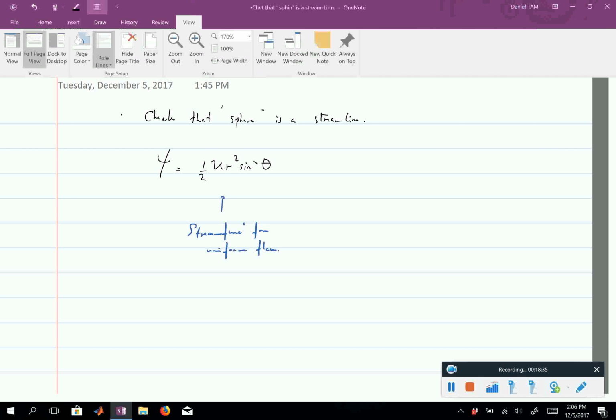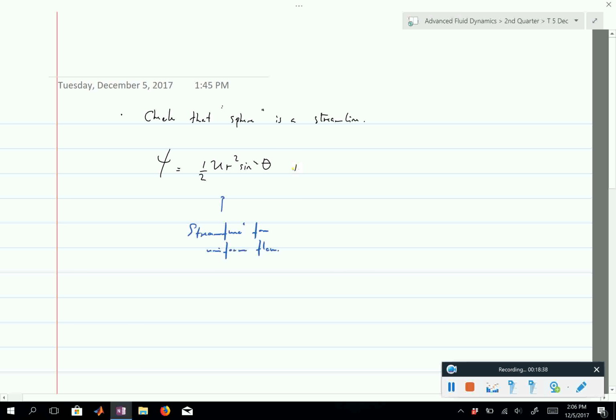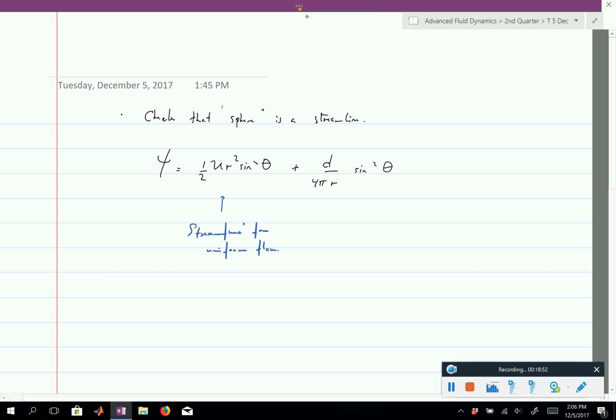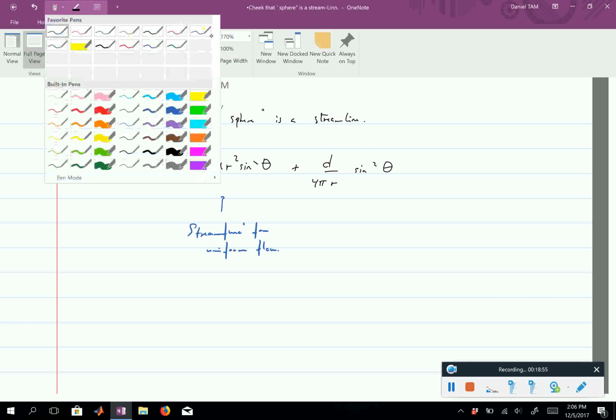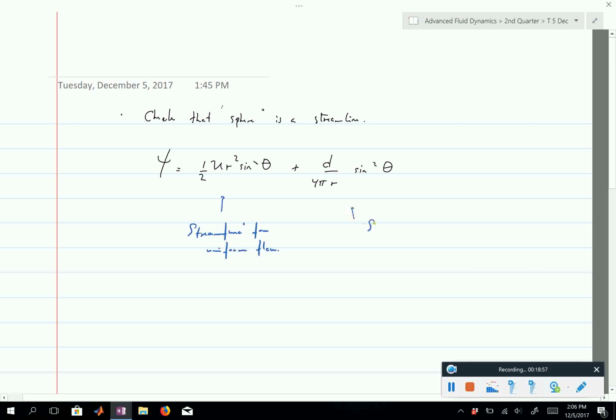And then you add the dipole, plus the dipole, which is d divided by 4 pi times r times sine squared theta. This here is for the stream function for a dipole, right?